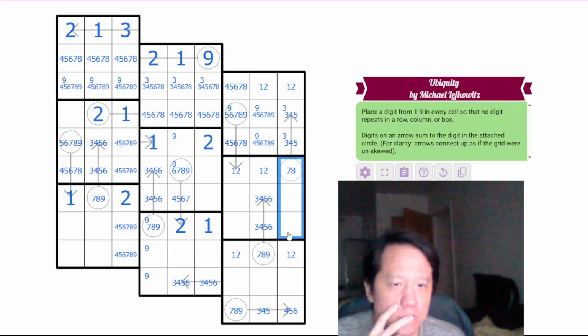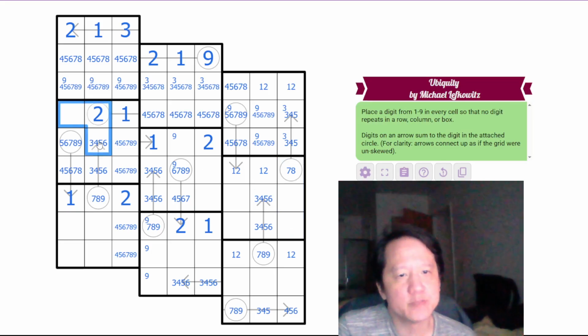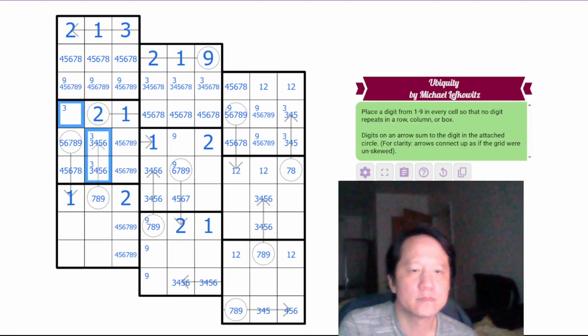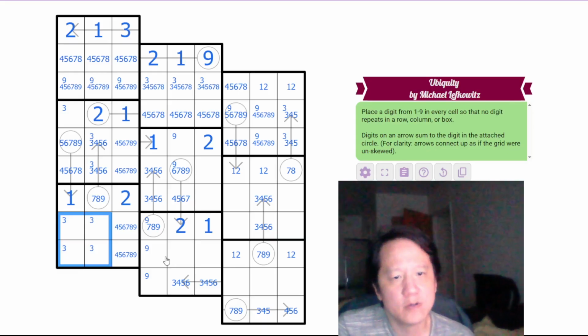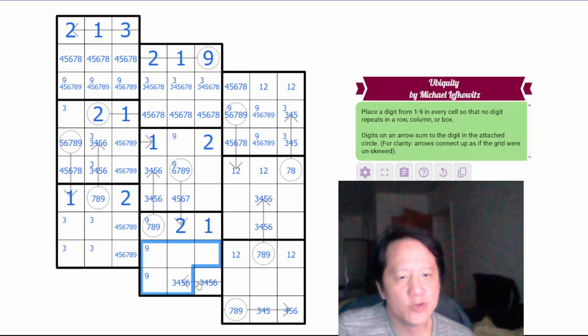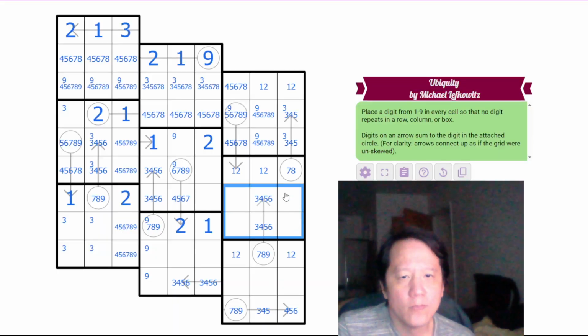Interesting. 3 in box 4 must be one of these 3 cells. 3 in box 7 must be one of those 4. We don't know about this. Guaranteed 3 here. We don't have any information there. We just have information on the 9s, right? Yeah.